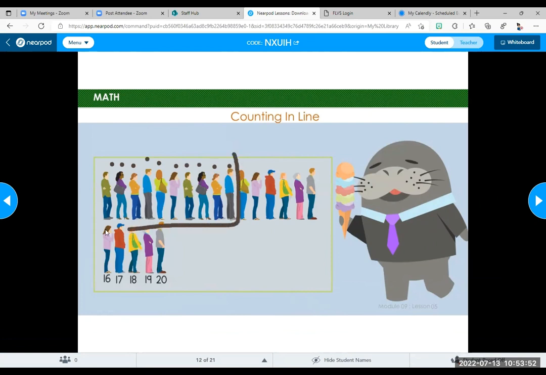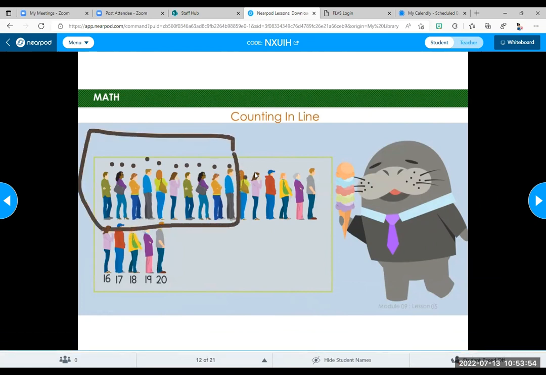1, 2, 3, 4, 5, 6, 7, 8, 9, 10. Oop, there's our 10. 11, 12, 13, 14, 15, 16. We have 16 people waiting in line.